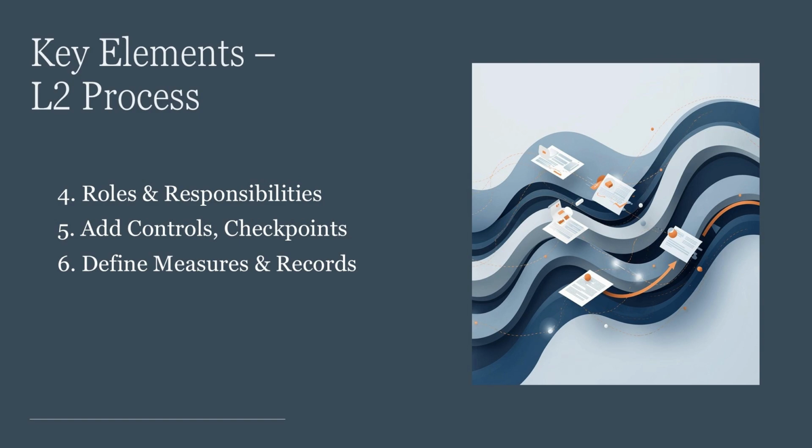Then the next element is define how you will measure it. So every process should have KPIs and records. For example, procurement can track average lead time or procurement cost variance. These measures turn your process map into a management tool.